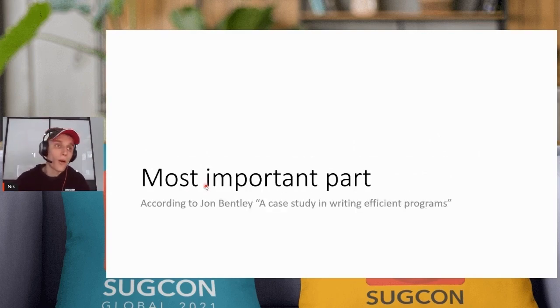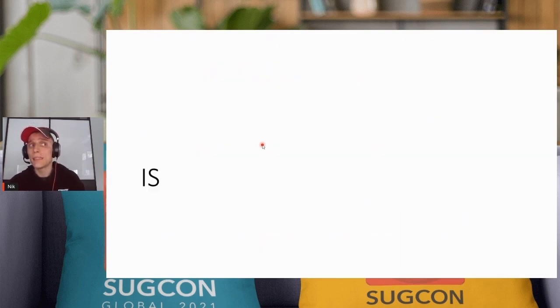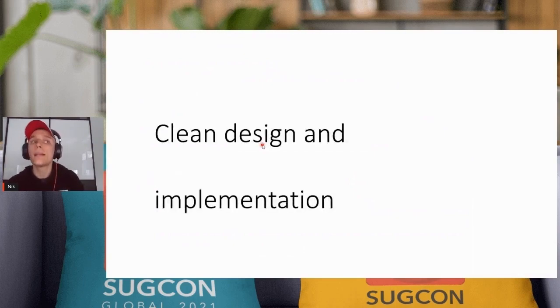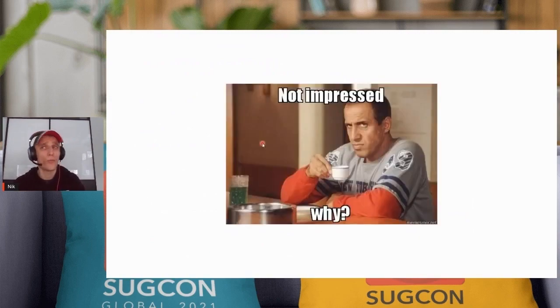But the most important part, according to Jon Bentley, in his case study on writing efficient programs, that is the dude that added a lot to algorithms, right? He's basically one of the fundamental people in performance. Is, people hate me when I do this pause, clean design and implementation, maintainable modularity. I feel that you're not impressed, right? Why would that be? I need to explain, right?